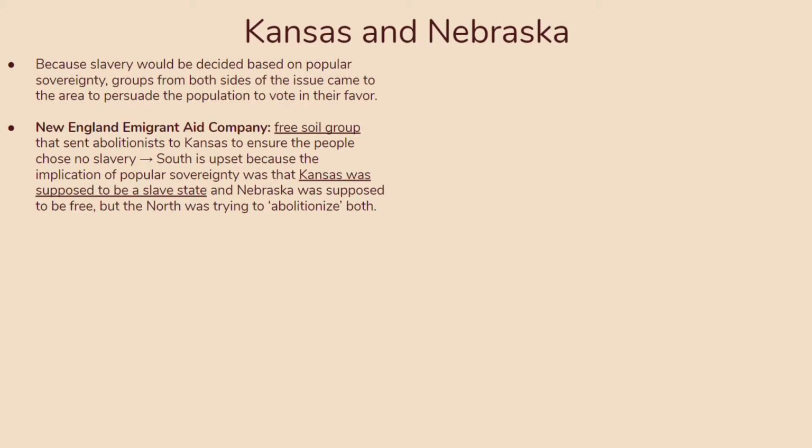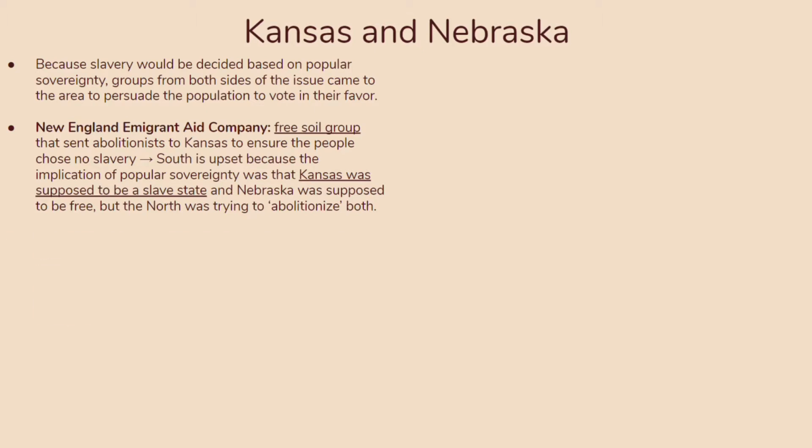However, the South is very upset by this because the implication of popular sovereignty was that Kansas was supposed to be the slave state. So of the two states, Kansas was supposed to be the one that they got, and Nebraska would be the one for the abolitionists, like the concession. But they saw this as the North trying to, quote, abolitionize both. They thought that the North was being greedy and trying to take both slaves for their own cause.